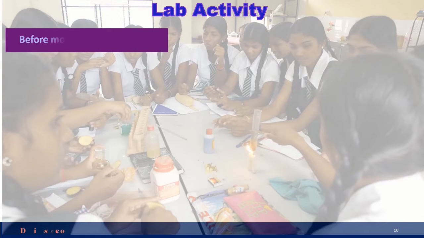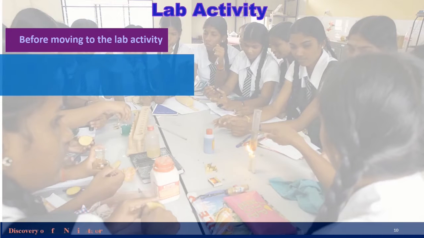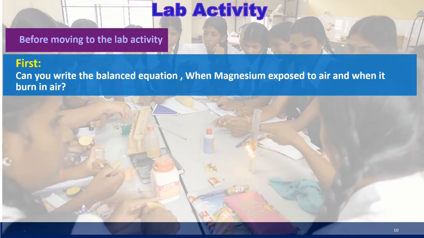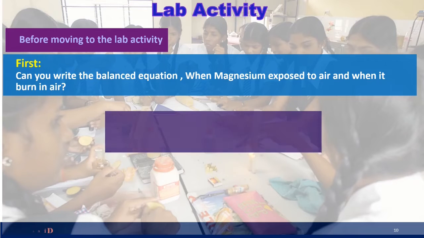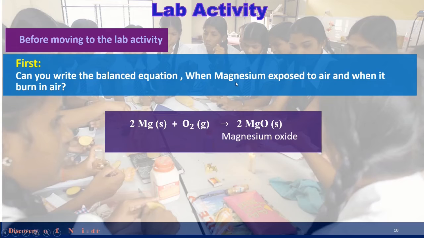Before moving to the lab activity, can you answer this question? Can you write the balanced equation when magnesium is exposed to air and burns in air? You know magnesium is highly reactive with oxygen: 2 magnesium solid reacts with O2 gas and forms 2 magnesium oxide.